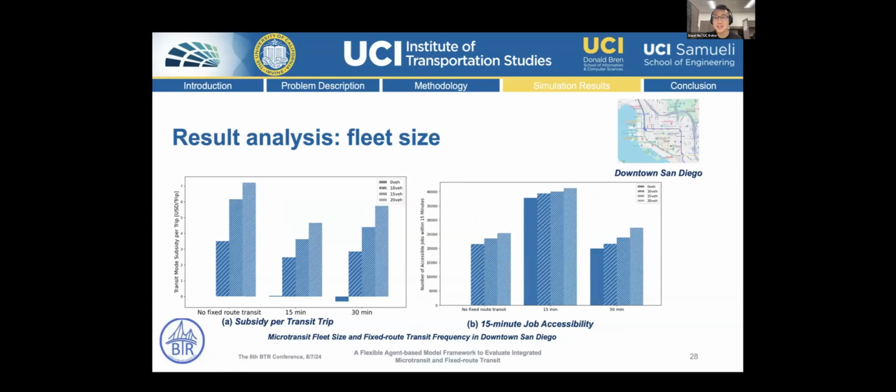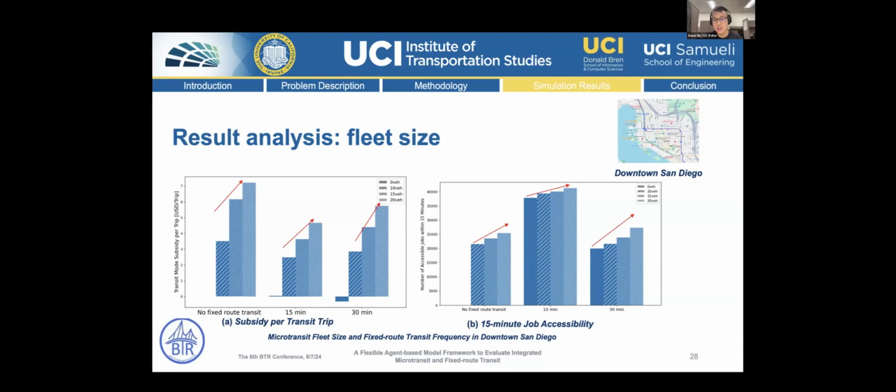And so this is the fleet size for San Diego. As we can see, if you have more fleet size, you need more subsidy per trip. This is basically because the revenue generated by adding fleet size does not outweigh the cost of adding fleet size. So one takeaway may be that you just keep your fleet size small, but we still need further study to find the optimal fleet size for a certain area.